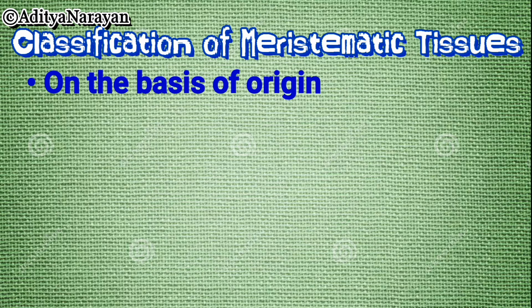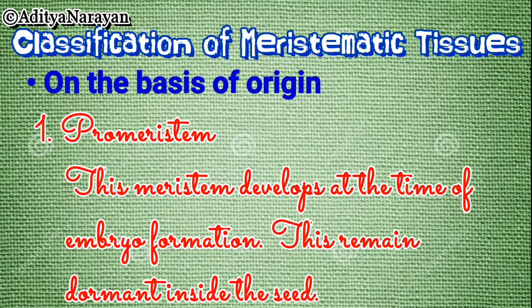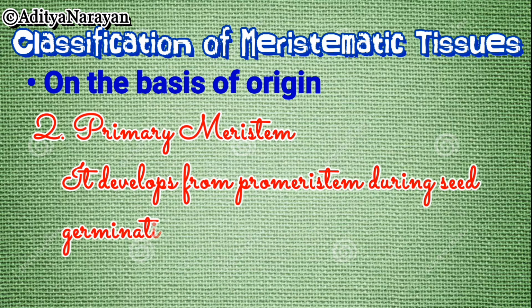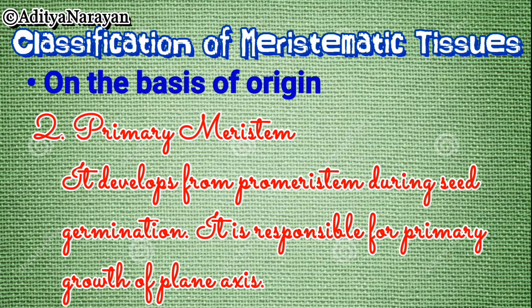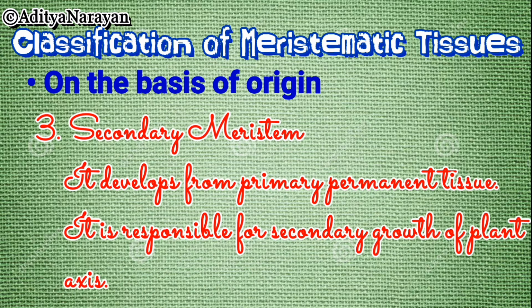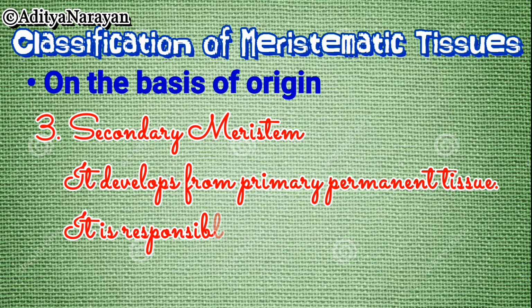On the basis of origin, meristematic tissues are divided into three types. First, promeristem. This develops at the time of embryo formation. Second, primary meristem. This develops from promeristem during seed germination. Third, secondary meristem. It develops from primary permanent tissue.